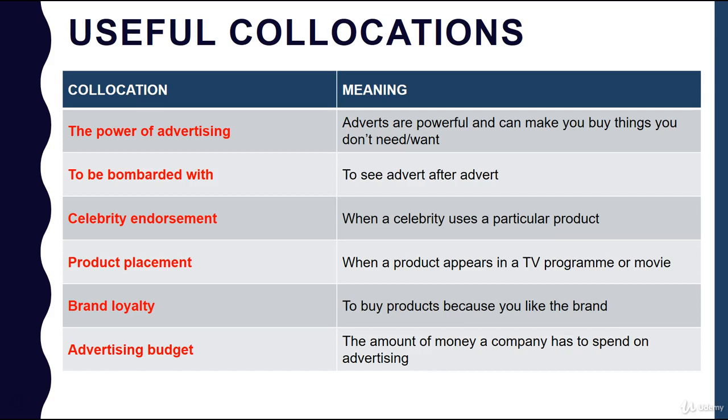Brand loyalty is what companies want. They want you to buy their products over and over again. So you buy a particular product because you believe in that brand, you think it's a good brand. And the advertising budget is how much money a company has to spend on advertising. So companies like Coca-Cola or Microsoft will have huge advertising budgets compared to smaller companies. Try and learn all of these words. They're really useful for IELTS writing and speaking for this topic, advertising.